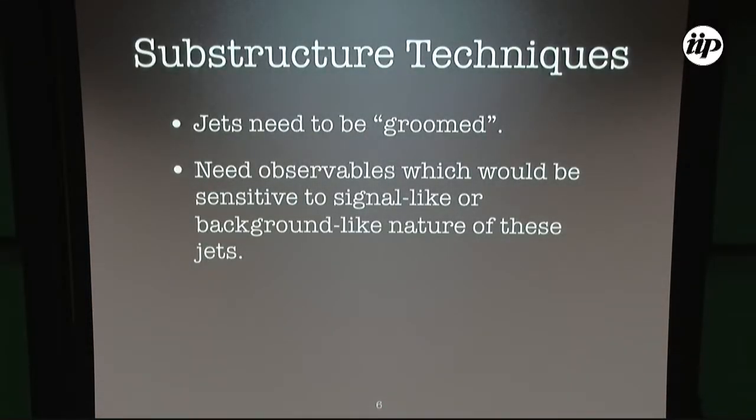Right. So what do we do? Deepak touched on it. He talked about the filtering. But there is a wide range of grooming techniques which we use to eliminate soft radiation, underlying event, pileup, and all those things. So that's essentially the first step. The second step is we need observables which separate signal from background. For example, he talked about the energy correlation functions, the N-subjettiness. There are a few of those. I'll probably describe a couple.